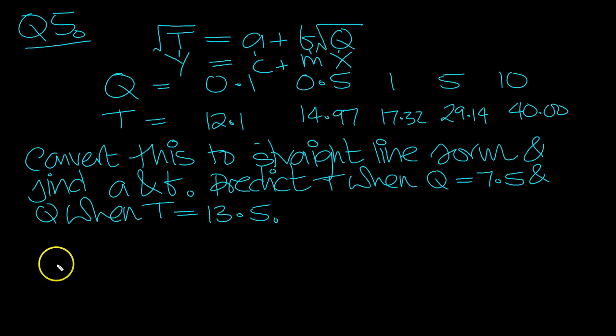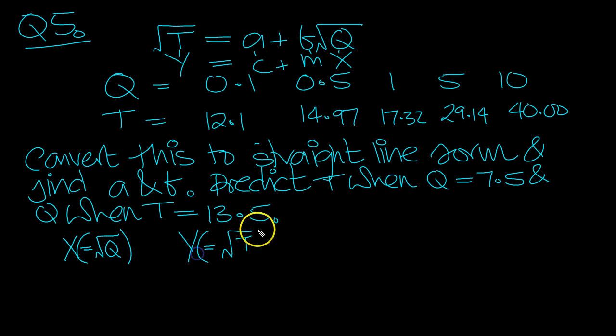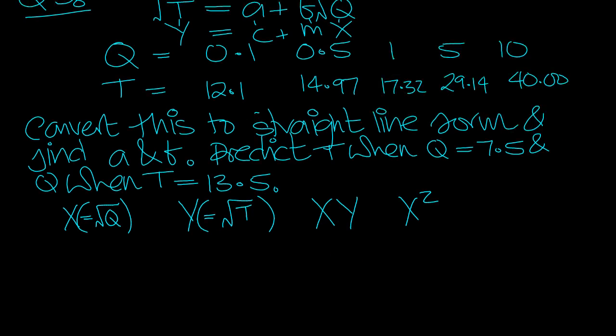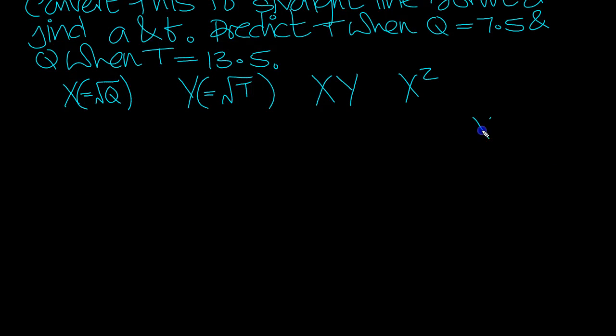So we need to plot root q as our x, which is the square root of q. Then we plot y, which is equal to the square root of t. Then we can plot xy, and then we can mark off the x squareds. And then we can work out x bar and y bar and use our formula.